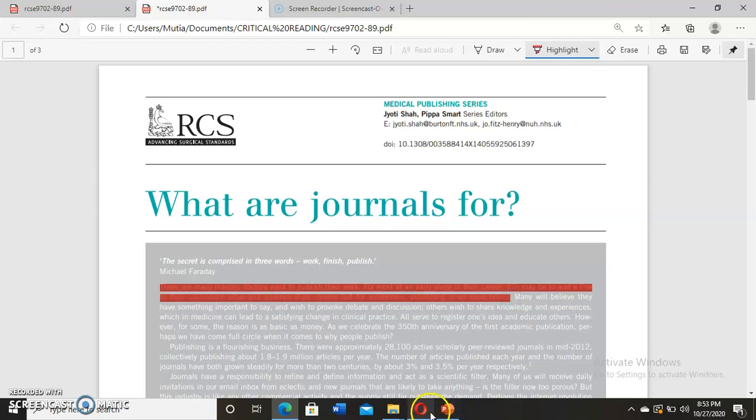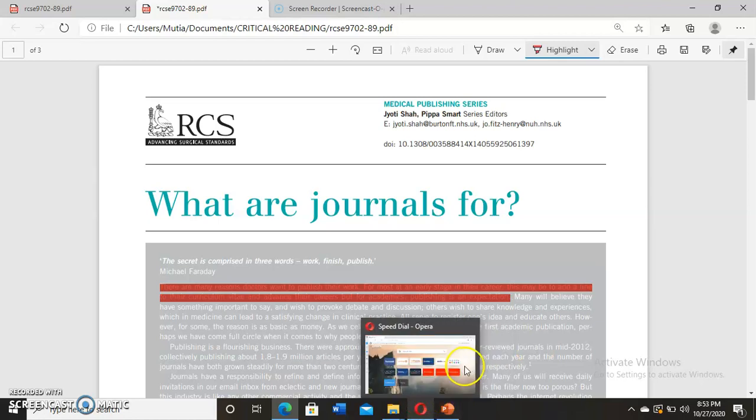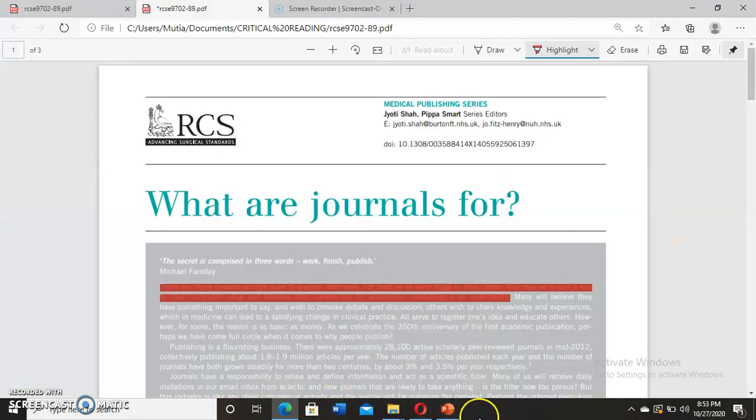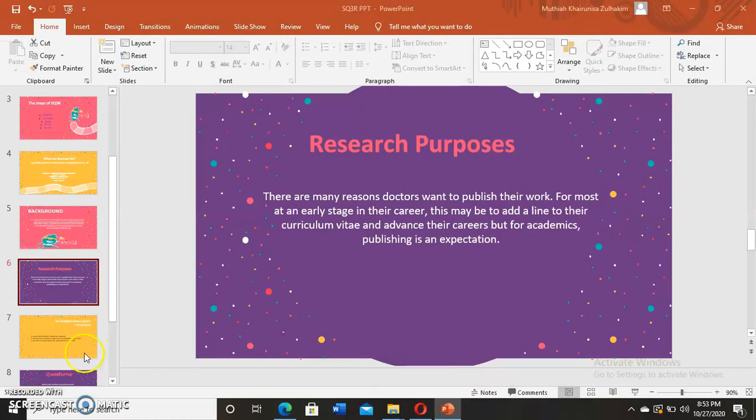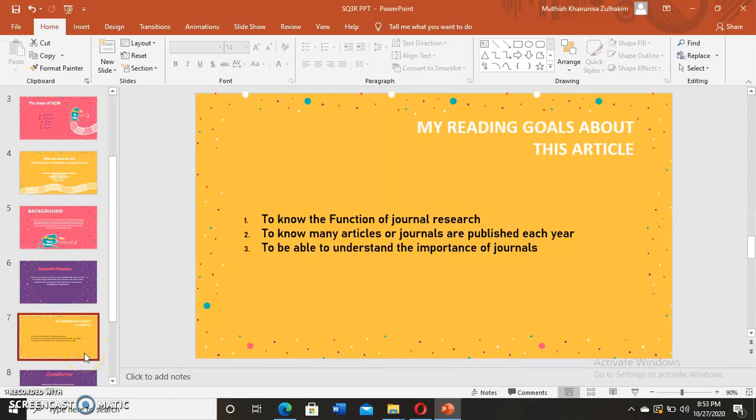For the next step, I want to show my reading goals, because I have skimmed and surveyed the article step by step. And this is my reading goals about this article. First, to know the function of journal research. Second, to know how many articles or journals are published each year. And to be able to understand the importance of journals.